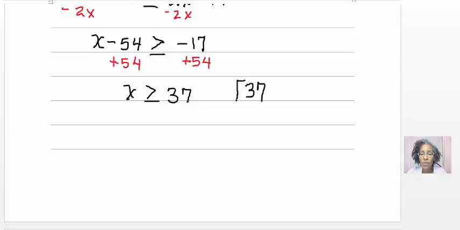So as an interval, that begins with a bracket on the left, 37, and this part of the interval notation means x can equal 37. And when I put comma and infinity, that means x can be anything to the right of 37. I can move indefinitely to the right. So this is my solution set in interval notation.